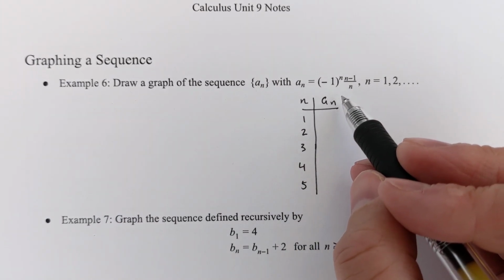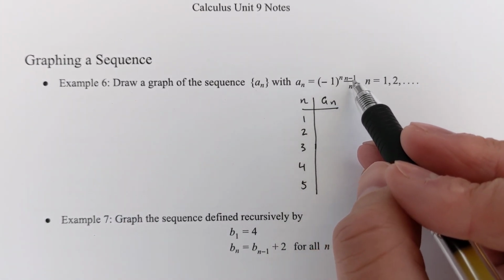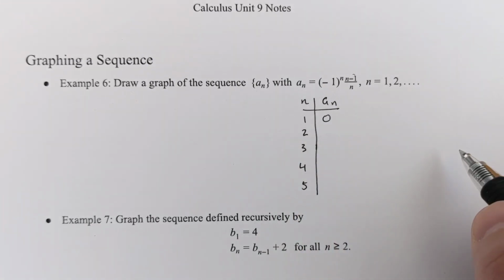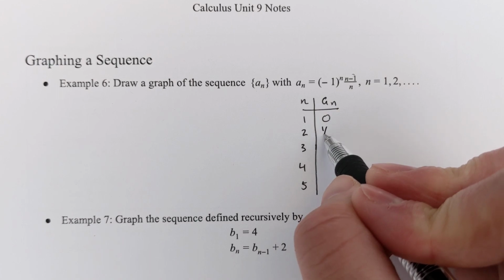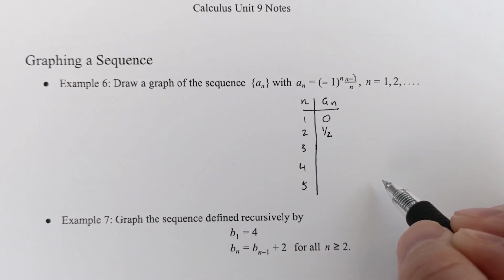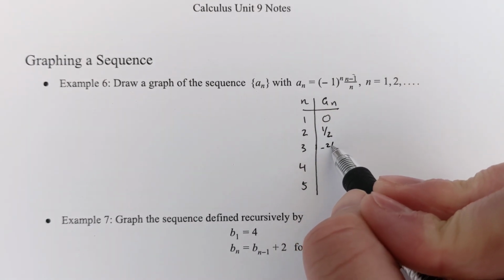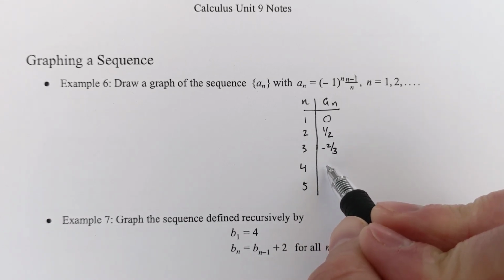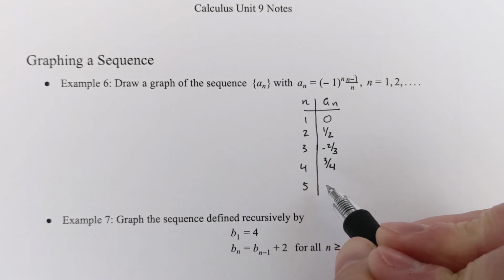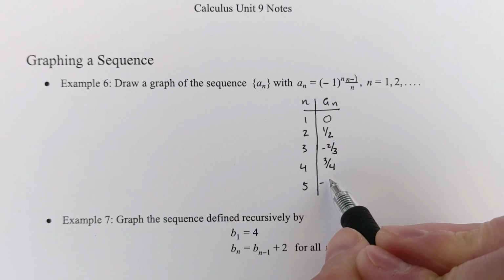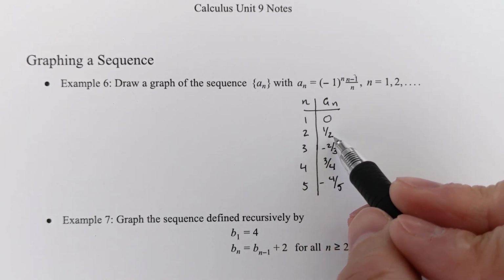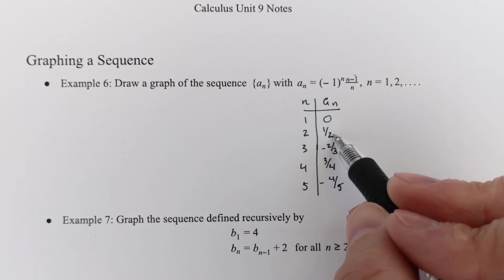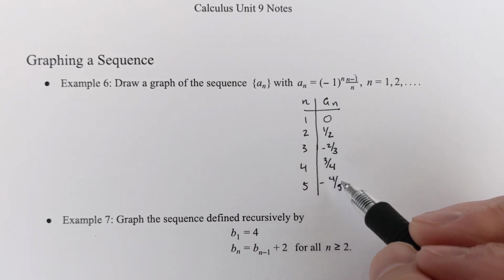So if n is 1, that becomes negative, that becomes 0. So the whole thing's 0. If n is 2, this becomes 1 times 1/2 or 1/2. If n is 3, it's going to be negative 2/3. If n is 4, it's going to be positive 3/4. If n is 5, it's going to be negative 4/5. And eventually you can see the pattern. You count up, top and bottom, and then flip the sign.